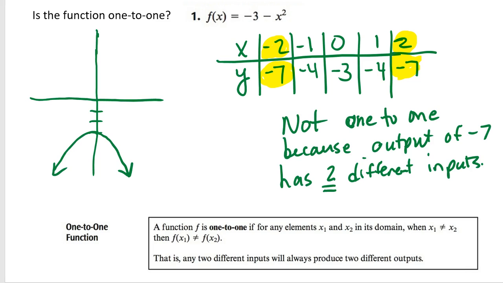Another way we can verify whether this is one-to-one is we can use the horizontal line test. Now don't get confused. The vertical line test is to determine if it's a function. The horizontal line test is very similar. If it passes through more than one point in the function at a time, it is not one-to-one.